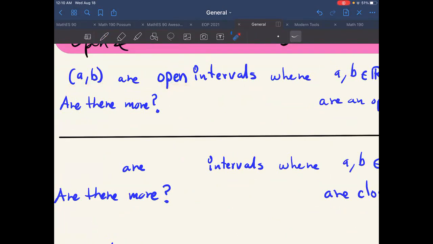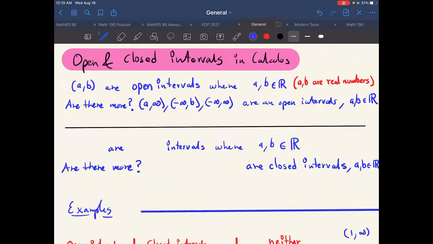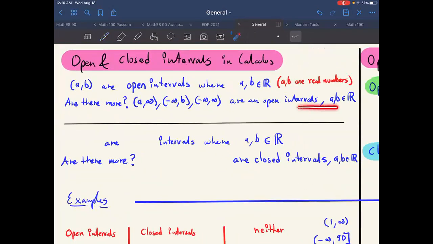Are there more open intervals, Professor? Certainly. For instance, we have (a, infinity) or (minus infinity, b) or (minus infinity, infinity). Those are also open intervals where a and b are real numbers. Thank you very much for watching that.